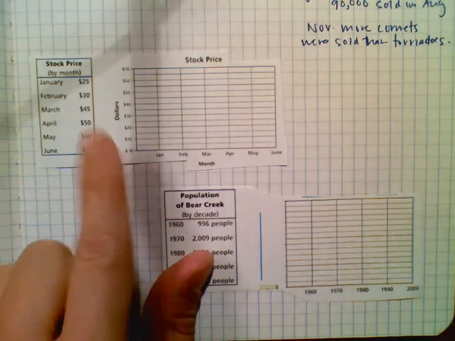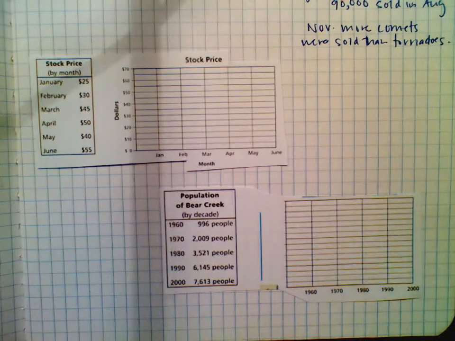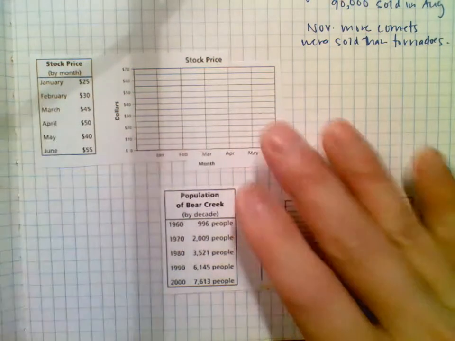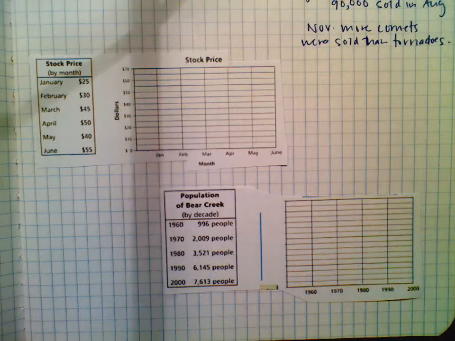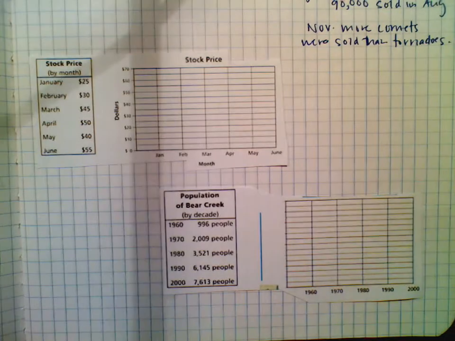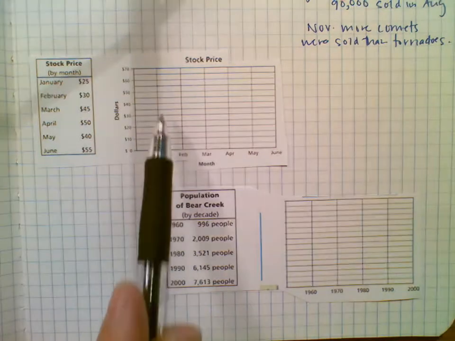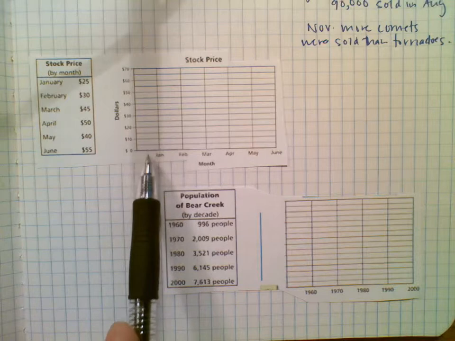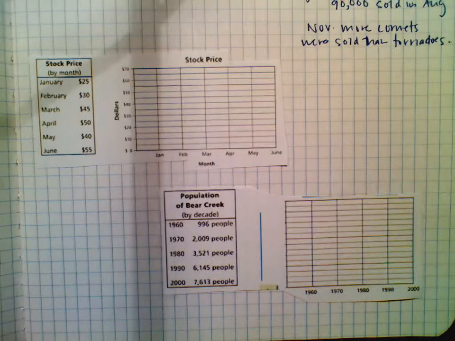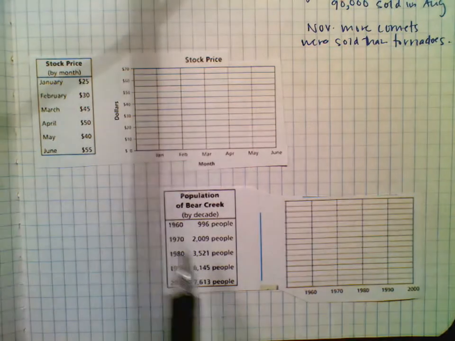Well, this is the stock price by month. So it's talking about month, meaning time. So what kind of graph are we going to use if we're talking about changes over time? Now, hopefully you remember that that's going to be a line graph. The one thing that should help you give it away is, do you notice how the months are on the line versus in between the lines? If they were in between the lines, then we'd be coloring in, and that would be the bar graph. But this is a line graph.